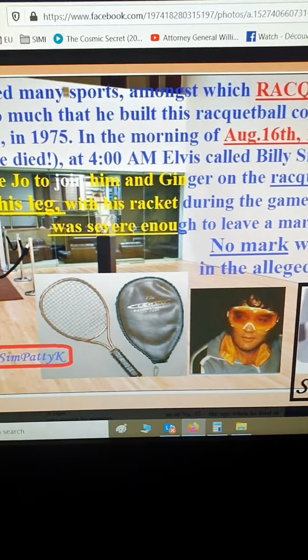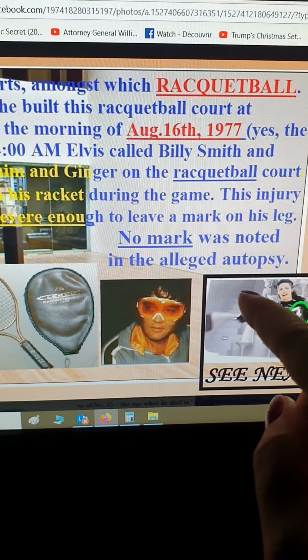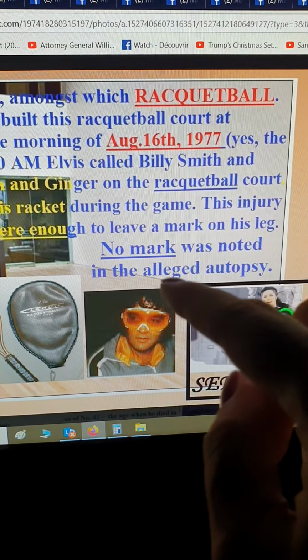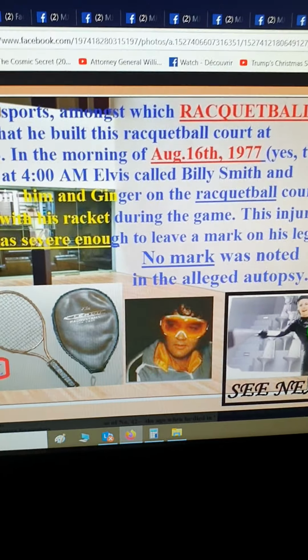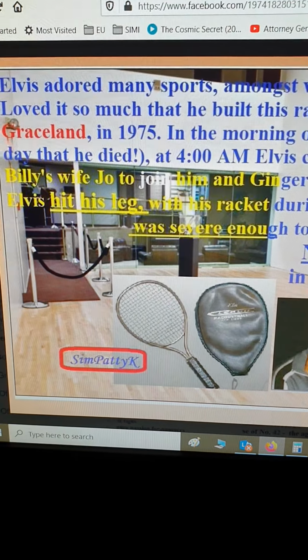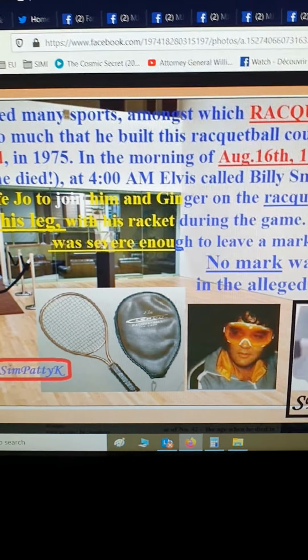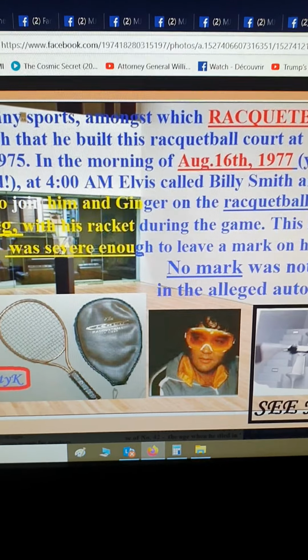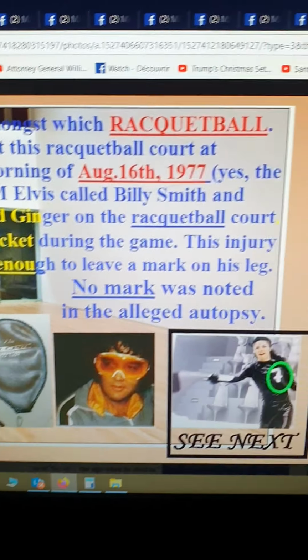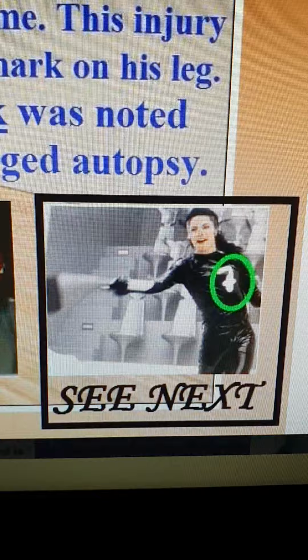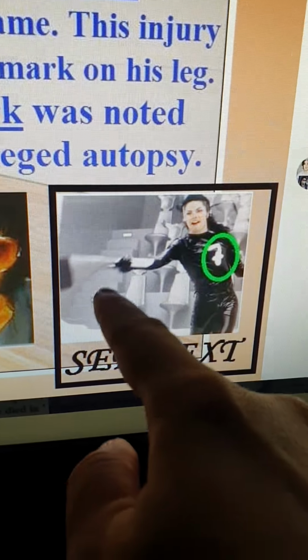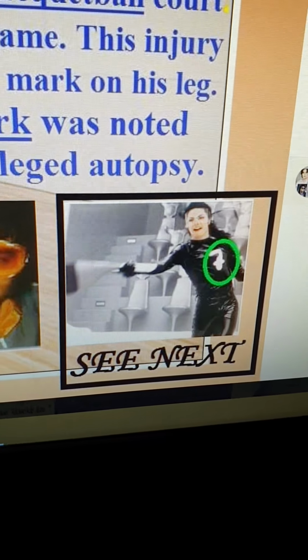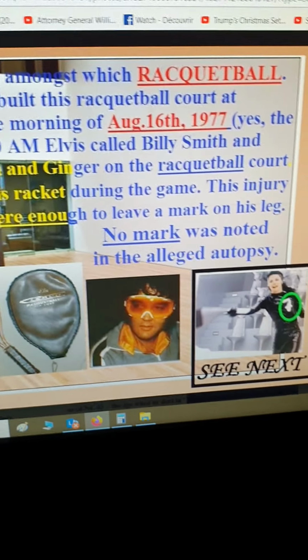This injury was severe enough to leave a mark on his leg, but no mark was noted in the alleged autopsy. So this was also a weird thing that didn't add up regarding Elvis's death. Now, look at Michael. He made this Scream video where he wears number 7. And what is he doing? Isn't he playing racquetball in the video? Now, how can this also be a coincidence?